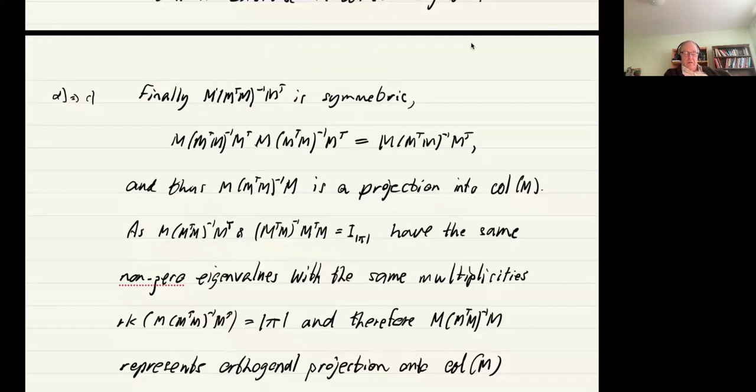Okay. Now the point about this matrix, though, is it's just matrix inverse times matrix, so it's the identity. So that tells me all the non-zero eigenvalues of this are equal to 1, and it also tells me that the rank of this is equal to the size of pi. And so therefore this matrix represents orthogonal projection.